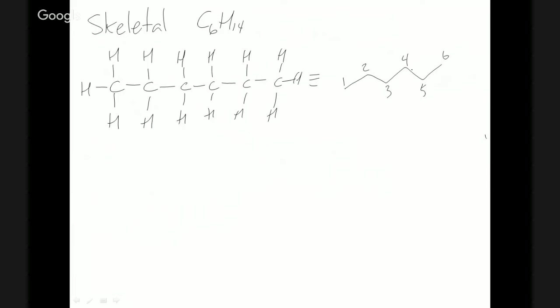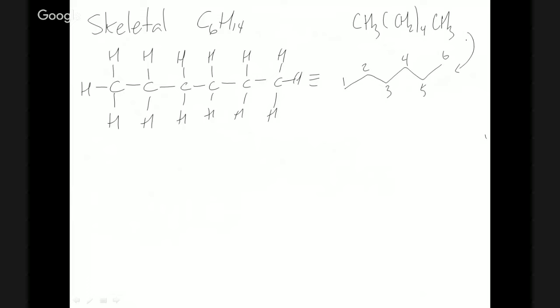Okay, so this is not a condensed structure. Let's draw what that would be. CH3, CH2, 4 of them now, CH3. That'd be the condensed. This is the skeletal. These are the same thing. Okay, they mean the same thing. So skeletal are going to be by and large what we'll use a lot.